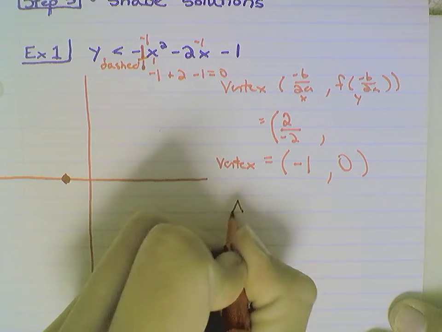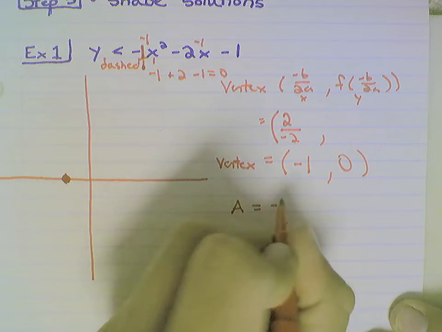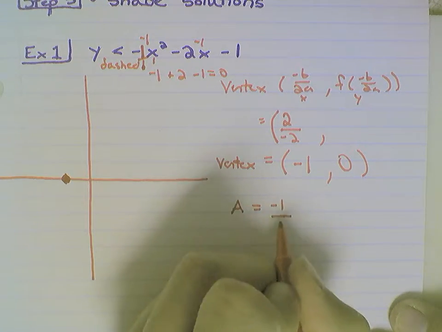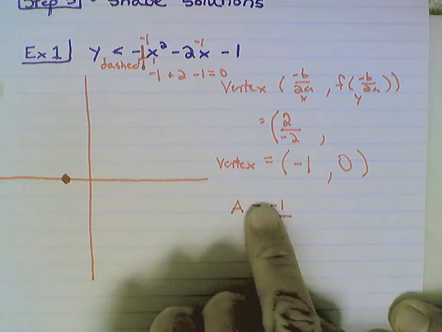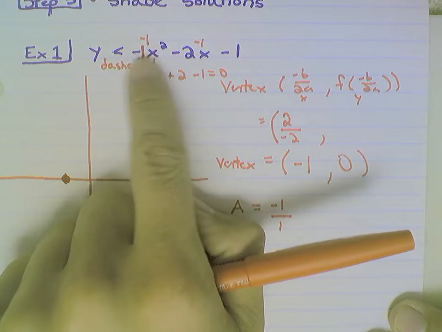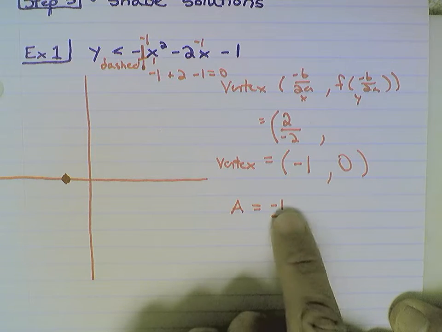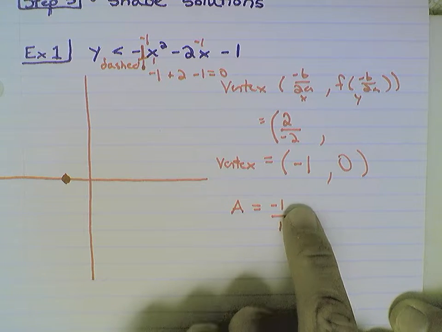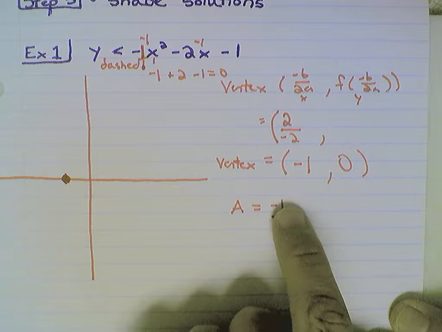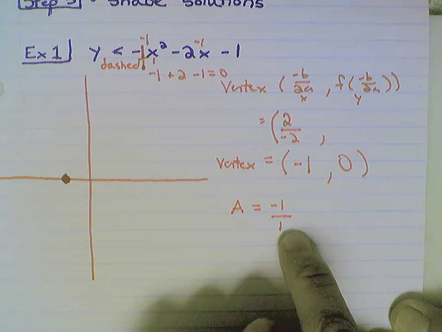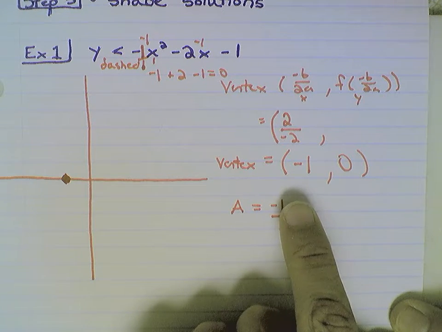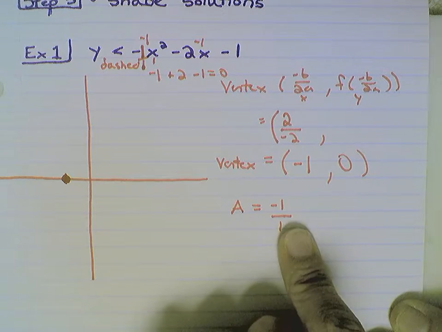So for right now, my a is equal to negative 1, and I always want to put that over 1. Okay, and then once again, that's just the coefficient on the x squared term. Now, the way this kind of works is the negative 1 will tell me how much I go up when I go over 1. So it's kind of like your rise over run on a linear graph, but it doesn't work quite like that, but it's very similar to a linear graph.